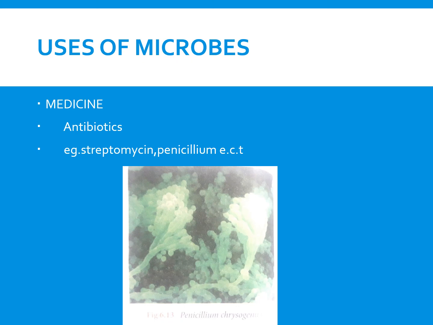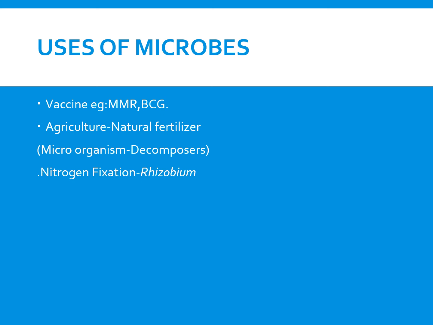So medicine, antibiotics, example, streptomycin and penicillin. For medicine. Right? Then vaccine, it may be MMR, that is measles, mumps and rubella, BCG, Bacillus Calmette-Guerin, right? And it is also used in agriculture. In agriculture, it is acting as natural fertilizers because these microbes are decomposers. Fungi and bacteria are decomposers. And in nitrogen fixation, rhizobium and acetobacter take part. Other uses of microbes, go through the panel. Vaccine, MMR and BCG.